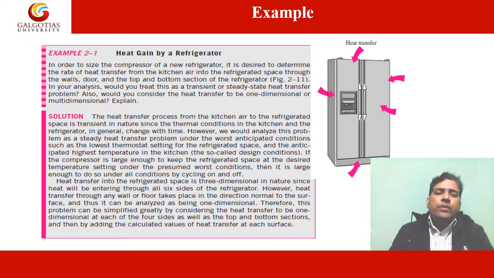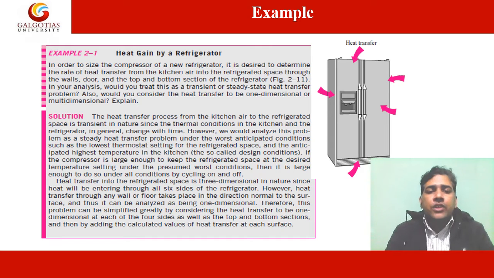Okay, so one of the examples is shown over here, of how the heat is generated. In order to size the compressor of a new refrigerator, it is desired to determine the rate of heat transfer from the kitchen air into the refrigerated space through the walls, door, and the top and the bottom section of the refrigerator. In your analysis, would you treat this as a transient or steady state heat transfer problem? Also, would you consider the heat transfer to be one dimensional or multi-dimensional?